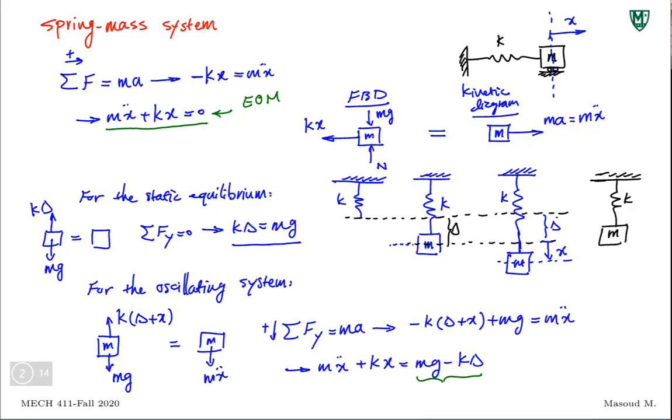We have it here, folks. This is Mg minus K delta. It's just 0. So what comes out of this is pretty much Mx double dot plus Kx equal to 0. Interestingly, I got the same equation of motion, although the system was oscillating this way.